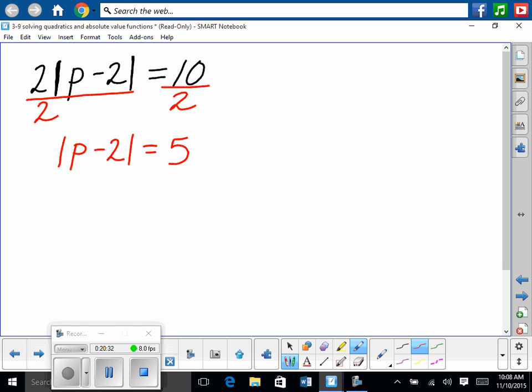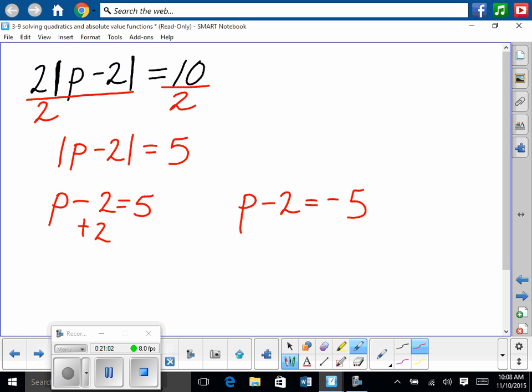So just like a quadratic, we're going to split this up. We have p minus 2 is equal to positive 5, but also p minus 2 is equal to negative 5. Does everybody understand distance on a number line? Positive 5 and negative 5. So I did the plus and minus of that because we're talking distance. Then from there we'll solve for p.